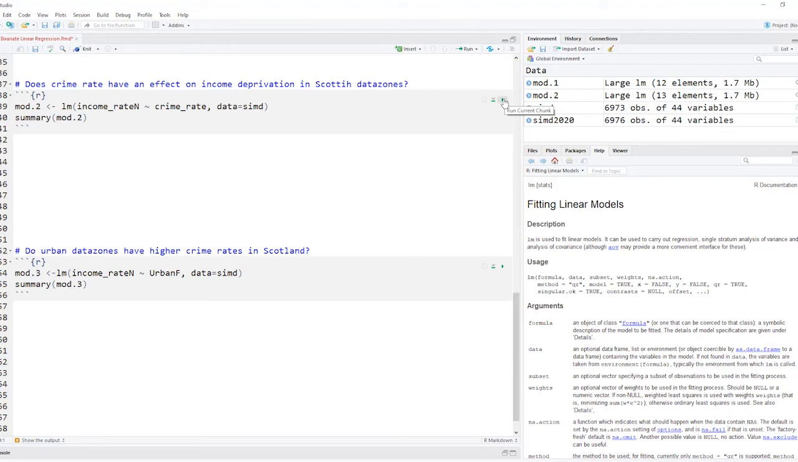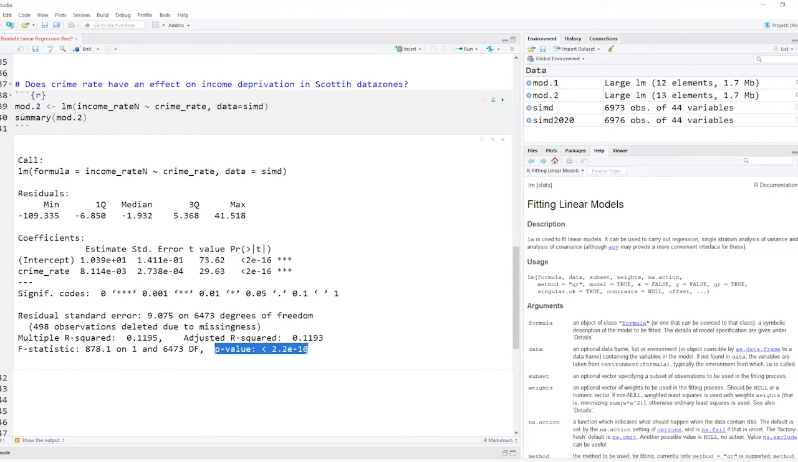Let's run another example. Here we're analysing if the crime rate in a data zone has an effect on income deprivation. Okay, so we check this F statistic p-value. Our model is statistically significant. Our r squared is 0.11, so crime rate explains 11% of income deprivation. We then check a predictor p-value, which is under 0.05 confidence level.